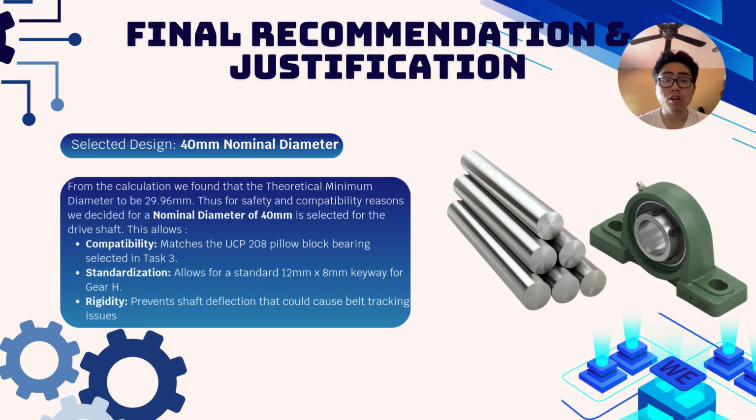First is compatibility. It matches the UCP 308 pillow block bearing selected for the system. Second is the standardization. It allows for a standard 12 by 8 mm keyway for gear hatch. And lastly is deflection control. The increased diameter provides the rigidity needed to prevent shaft sagging, ensuring the belt tracks correctly and doesn't wear unevenly.